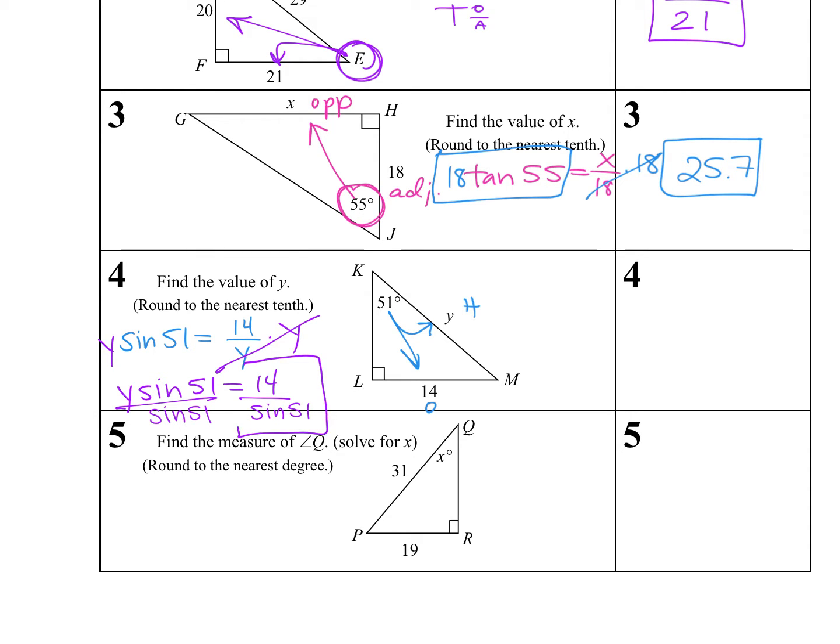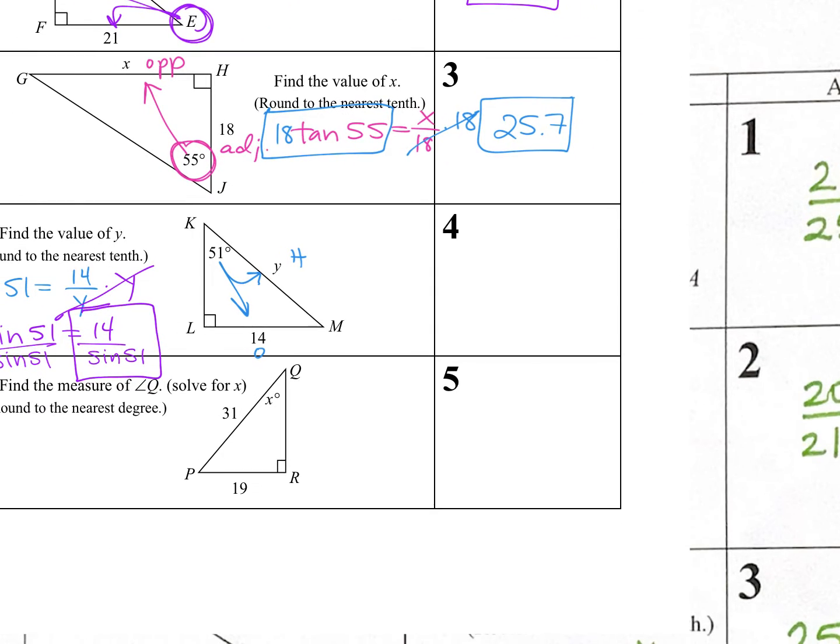Okay, so this is what gets plugged in. 14 divided by sine 51. Just plug it in like that, okay? You should get, here's where I wasn't picky, but should have been, to the nearest tenth, 18.0. You have to have something in the tenths place if you're rounding to the nearest tenth. So make sure you put that 0 in.